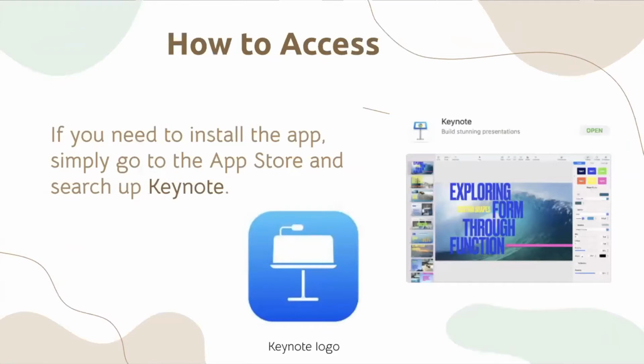How to access. If you find yourself needing to install the app onto your device, simply go to the App Store and search Keynote. So here you can see what the Keynote logo looks like. And then over here, this is, I think, an updated version of the logo. And then this is what it will look like on the App Store. And over here, instead of open, it will most likely say get, and you can just click that and it will download onto your device.